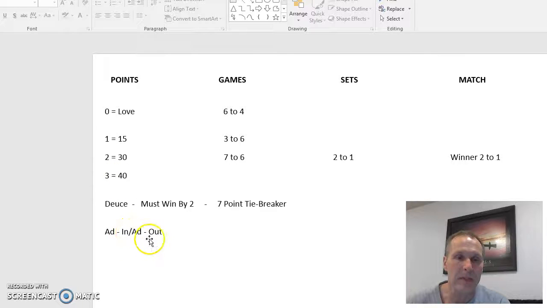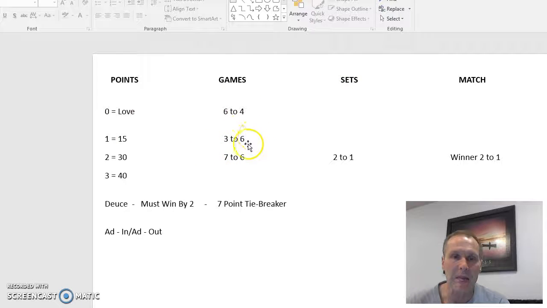So once that happens, then we go from points to games. Again, you can establish how many games it'll take to win a particular set. So like I said, we go with points, games, sets, and match. So say you establish as the two participants that each of the games in the set will go up to 6 games. And again, you have to win by 2 games in order to win the particular set.